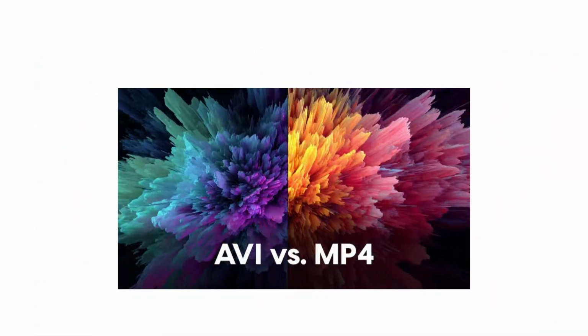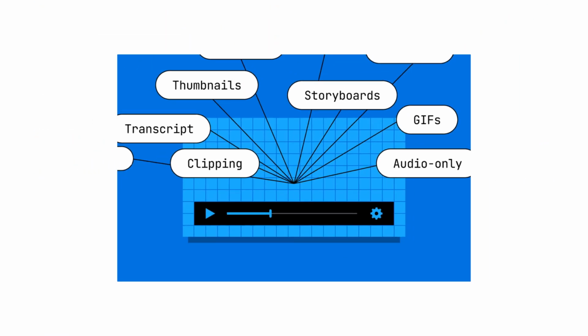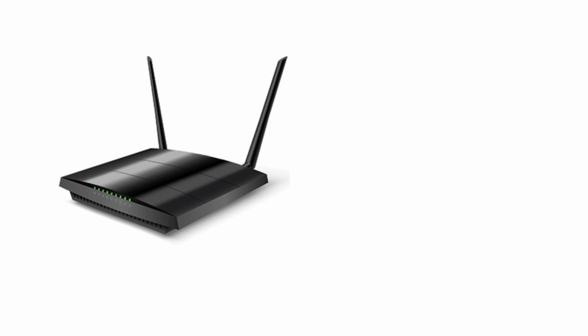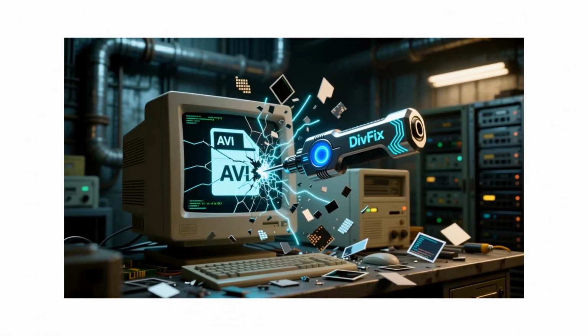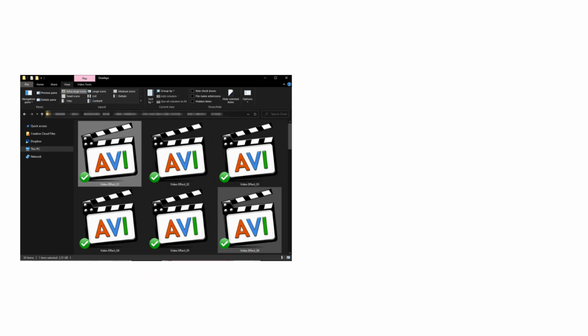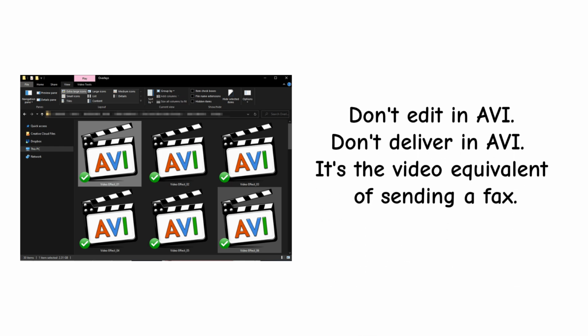AVI files are enormous. A 1-minute AVI clip can be 5 to 10 times larger than the same clip in MP4. It also has limited support for modern audio formats, subtitles, and metadata. By the time broadband arrived and streaming became normal, AVI was already a legacy format looking for an exit. Today, you'll encounter AVI mostly in old archives and legacy workflows. If you're receiving AVI files from clients, transcode them immediately. Don't edit in AVI. Don't deliver in AVI. It's the video equivalent of sending a fax.